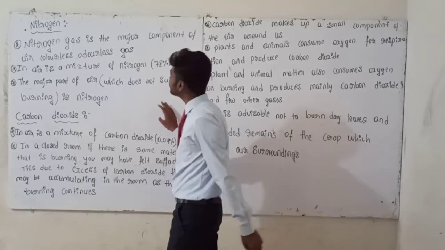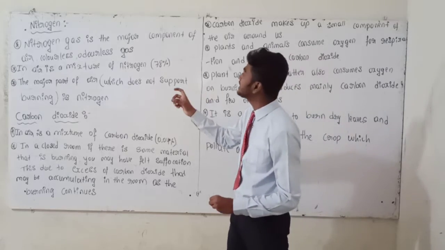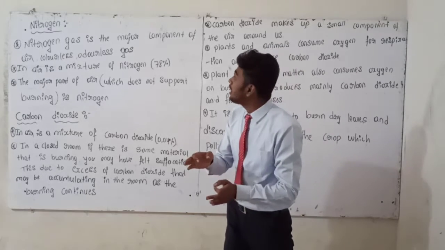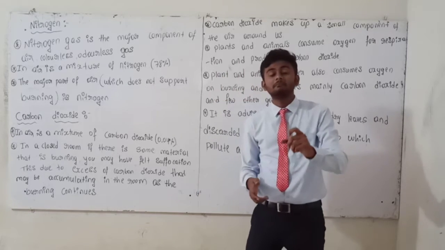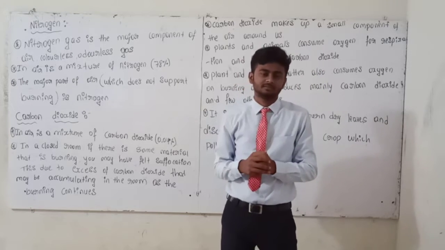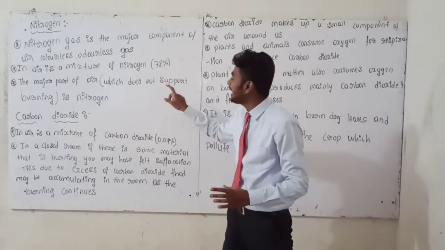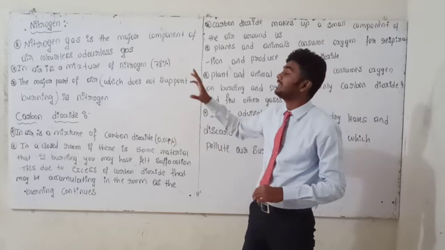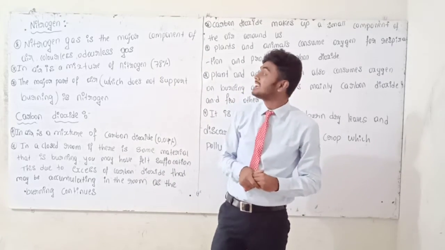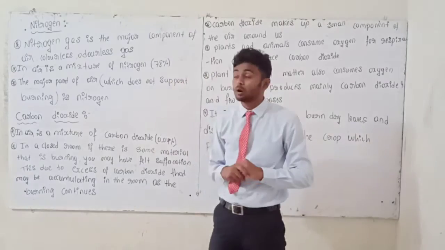See, nitrogen gas is a major component of air. It is present in a high portion. In the mixture of air, 78% is nitrogen. How much? 78. And also, nitrogen is a colorless and odorless gas.